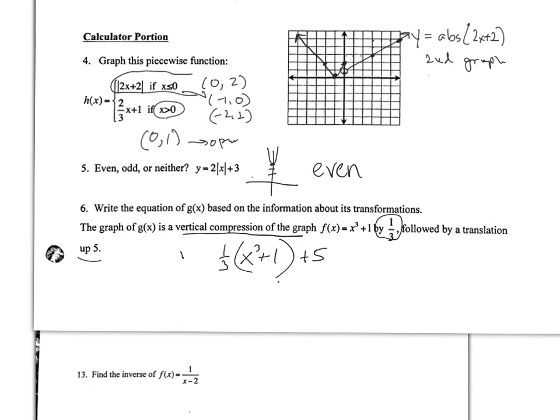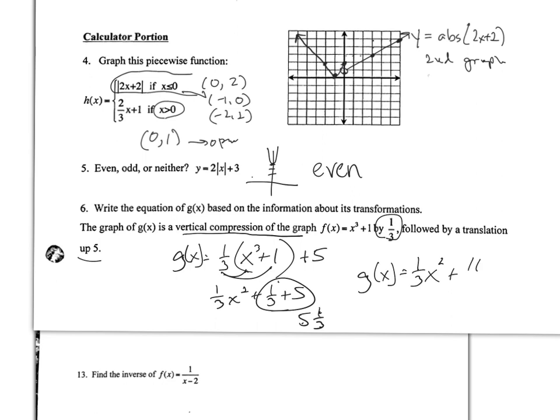This graph is called g of x. This is not finished, which is why you see the answer written the way it is. You have to distribute the 1/3 and combine like terms. So we have 1/3 x squared plus 1/3 plus 5. Well, 5 plus 1/3 is 5 1/3. So if you want to write it 5 1/3, no problem. You put it in the calculator, you'll get 15 plus 1, you get 16/3. So that is why it says on the answers, it's 1/3 x squared plus 16/3.